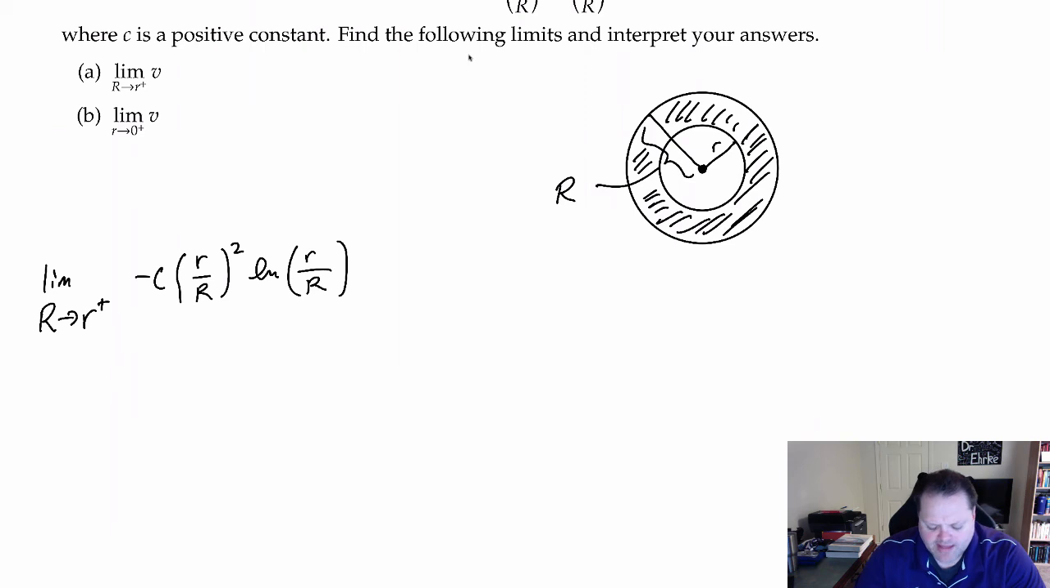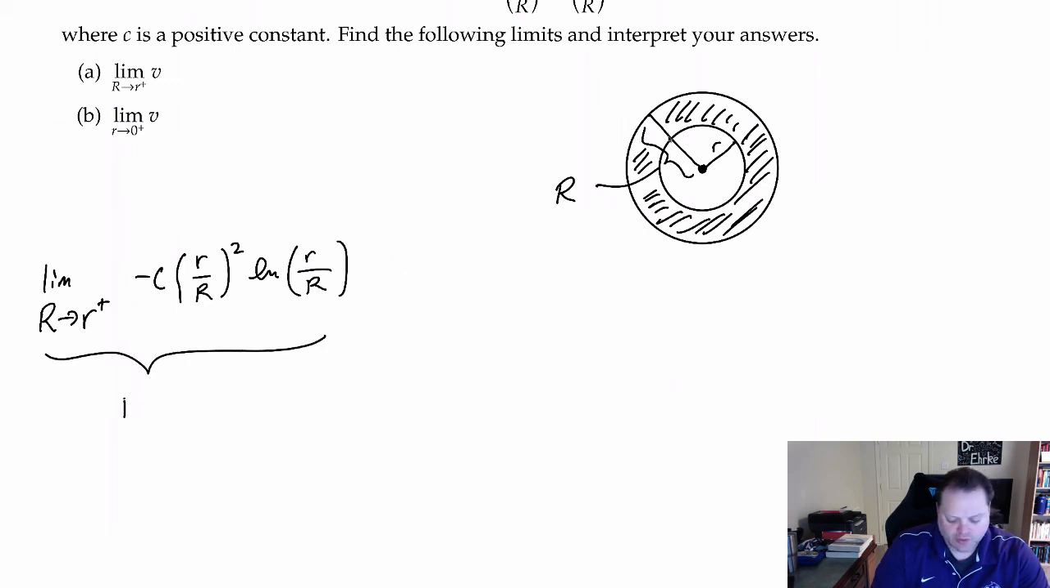And here's the way that L'Hopital's rule works. You always take the derivative with respect to the part of the problem that is moving. So the value of the insulation is moving, and as R approaches little r in size, that means the insulation is approaching 0. So another way of talking about this limit is we're looking at what happens as the insulation size approaches 0. So what happens to the speed?